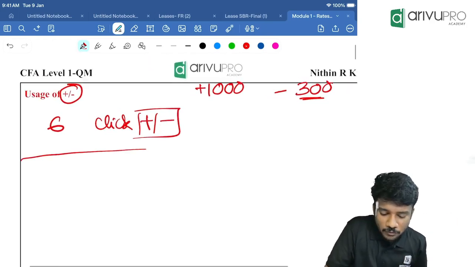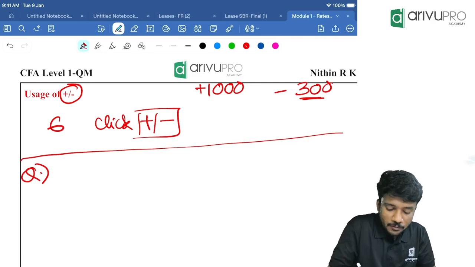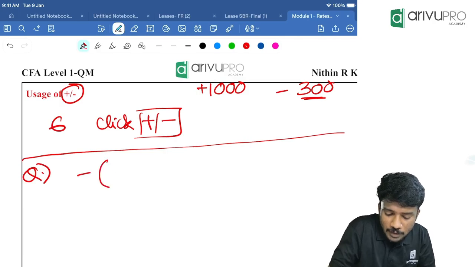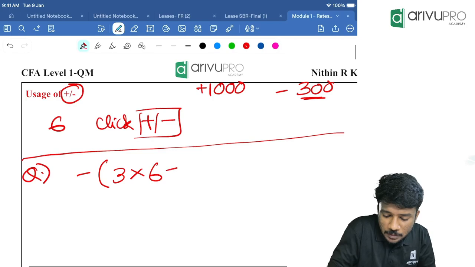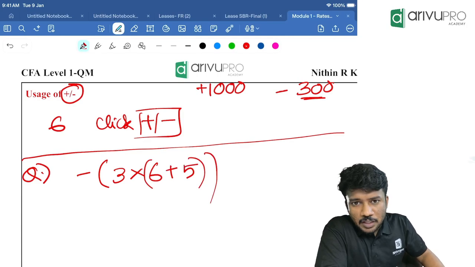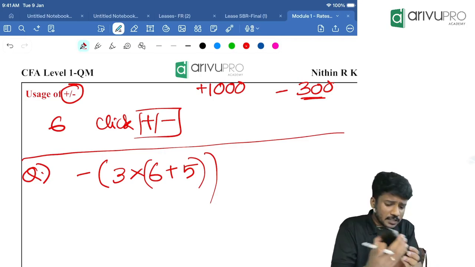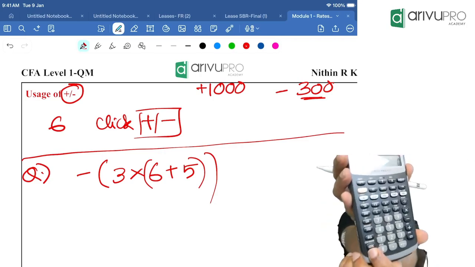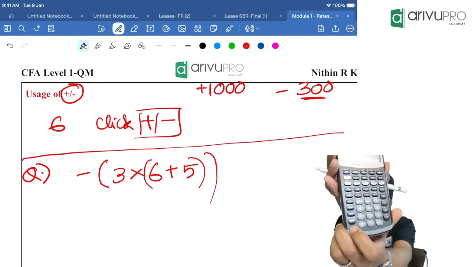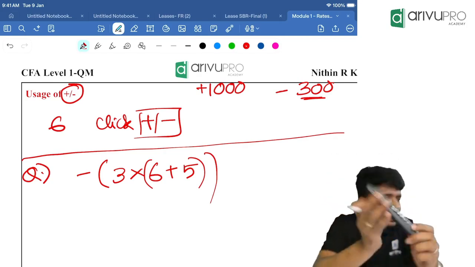Now the first question for you, I'm going to combine two things and ask you the question. Find me the value of negative of 3 into 6 plus 5. How will you find it on the calculator? In order to clear everything, there is something called the CE or C button in the bottom left end of our row. If you click that, the entire value will get cleared. That is the basic thing.